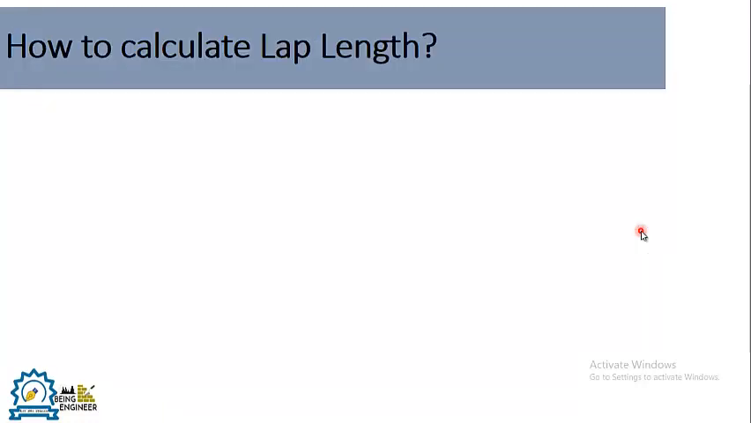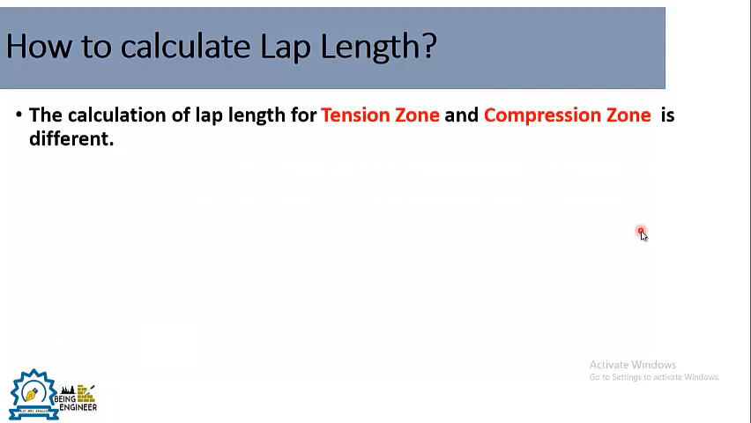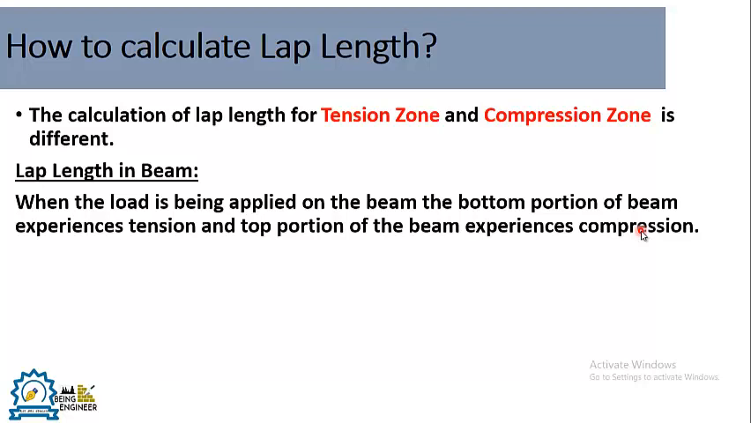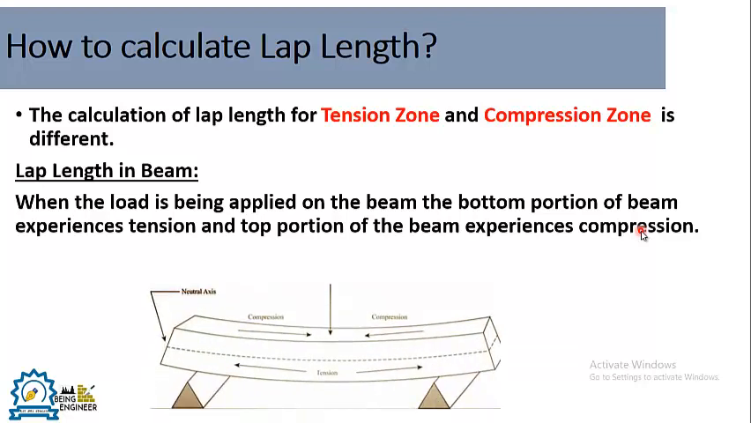Now, how to calculate the lap length? The calculation of lap length for the tension zone and compression zone is different. First of all, we will discuss the lap length in a beam. As you can see in this picture, when the load is applied on the top of the beam, the upper portion of the beam goes into compression and the fibers in the lower portion experience tension.